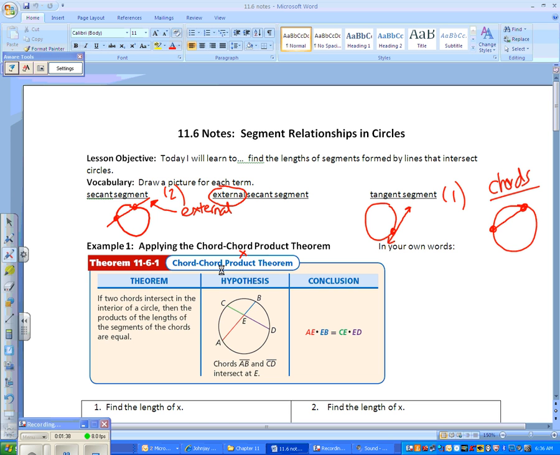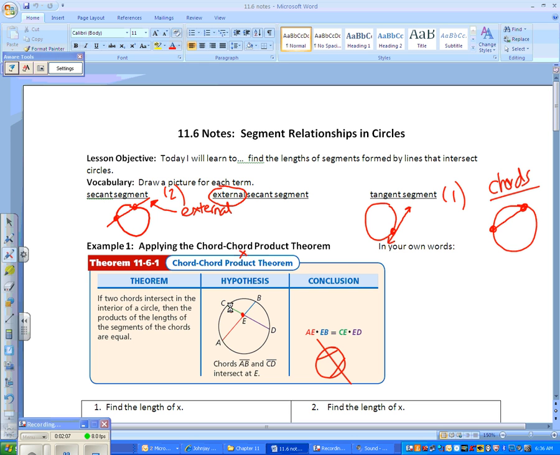So chord-chord product theorem. If I give you two chords and they intersect, it's important that it looks like this and not like this. Okay, this is not going to work. That does nothing for us. The chords need to intersect, and when they do, it cuts it up into four pieces. And what's going to happen is you take the two pieces from one chord, multiply those together. So for example, CE times ED is going to equal AE times EB.